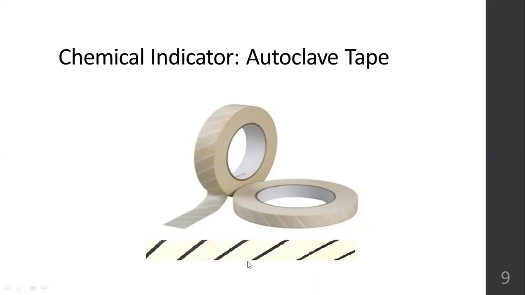There are at least 6 types of indicators, but you just have to know the basics of these two. You should know what is a chemical indicator. That's it. Okay. Different hospitals will use different types of indicators.